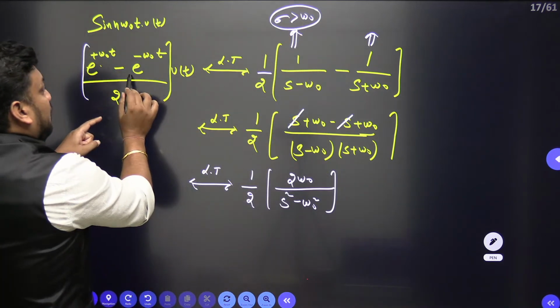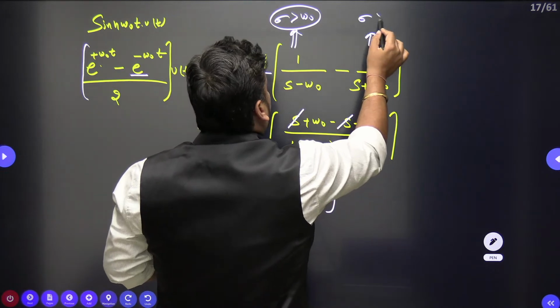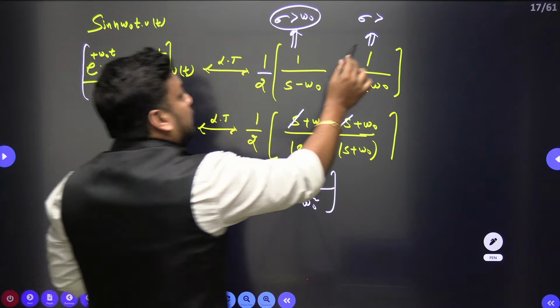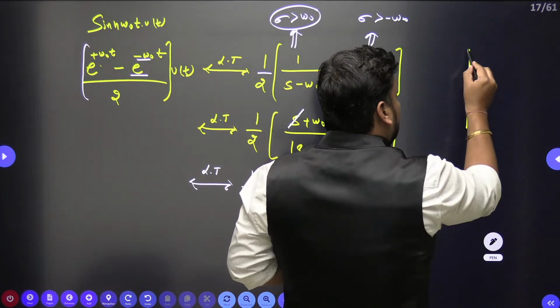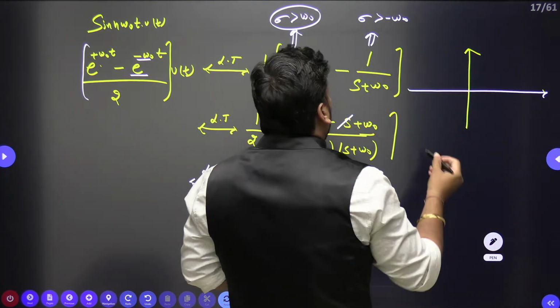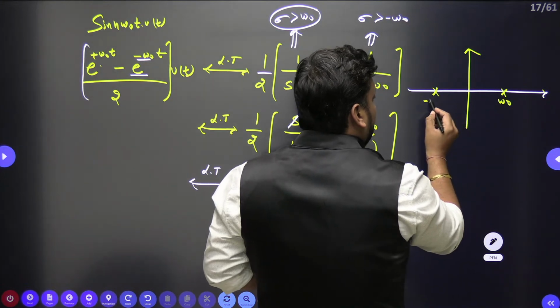And for e to the power minus omega 0 t into u(t), because of u(t) multiplication, the ROC will of course be sigma greater than, since it is a right-sided signal. If I make a small diagram of the ROC here, I will have two poles in this: one is plus omega 0 and one is minus omega 0.